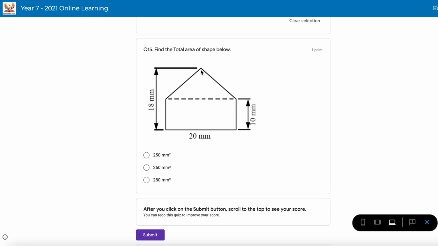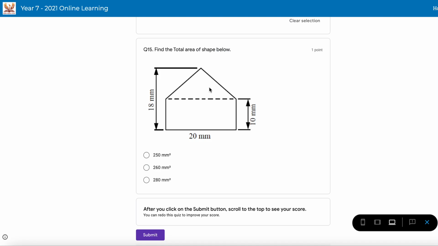So if we wanted to find this height here, that's just going to be the total height, the 18 millimeters, minus the 10 millimeters. That's going to leave us with this other part of the height, which is what we need to find the height of the triangle. So 18 minus 10 is 8. So this height here, from the top of the triangle to the base of the triangle, is going to be 8 millimeters.